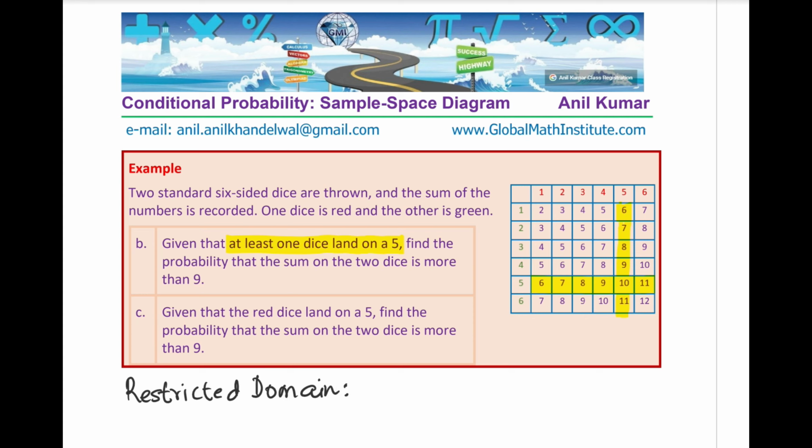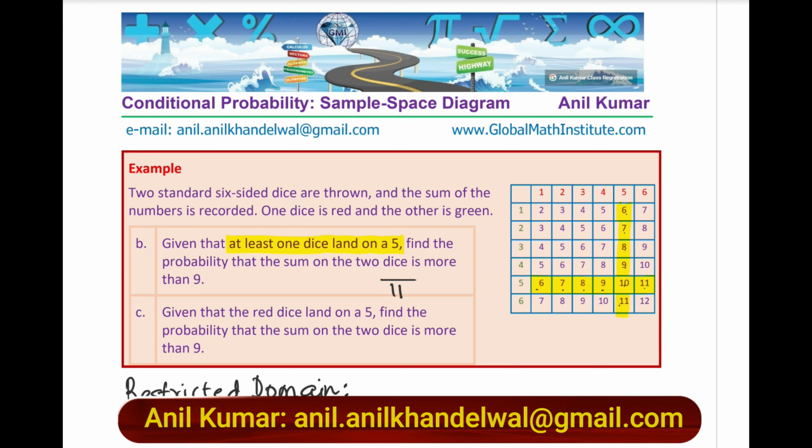As shaded, we are talking about at least one. So how many numbers are there? 1, 2, 3, 4, 5, 6, 7, 8, 9, 10, 11. So do not count 10 twice. So in that case we have 11 total outcomes in the restricted domain for the condition given to us.